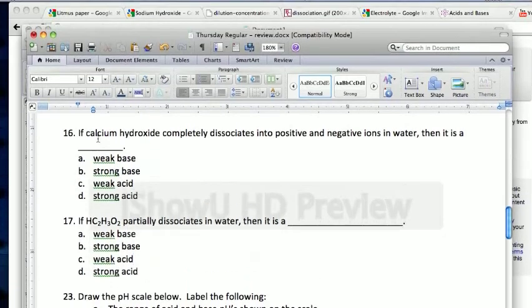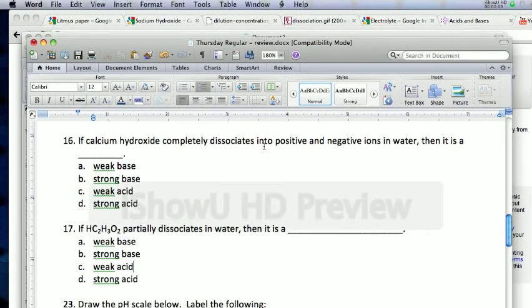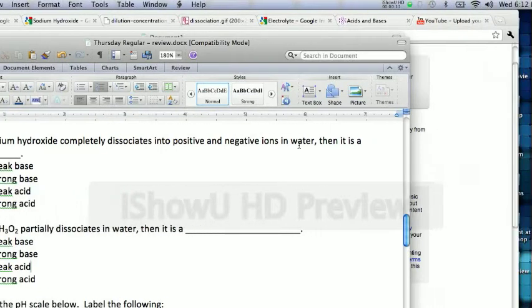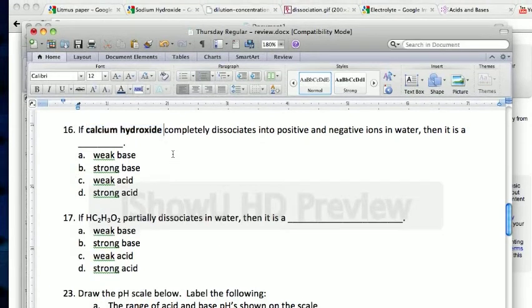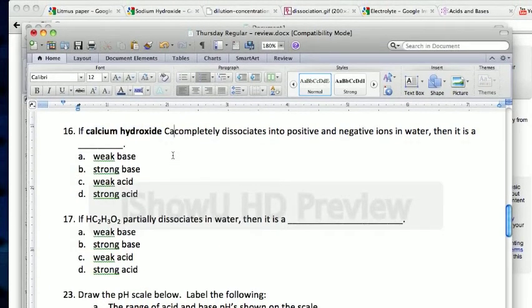Question 16. If calcium hydroxide completely dissociates into positive and negative ions in water, then it is A. When you answer a question like this, first you have to look at the formula. Calcium hydroxide. If you were to write that out, we would have Ca, which is a positive 2 charge, and then OH minus is hydroxide. So OH minus, or hydroxide, has a negative 1 charge.